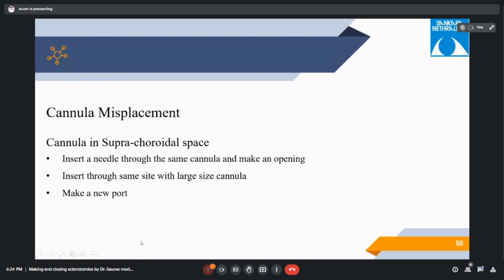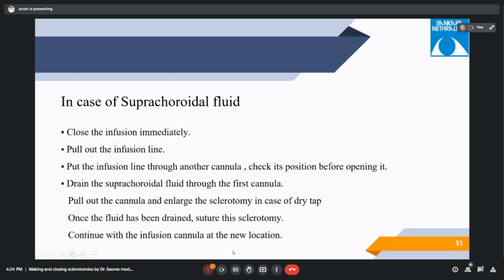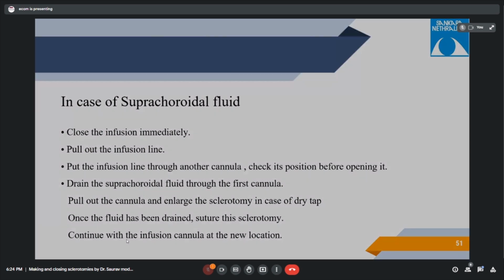So, if a light pipe is passed through a cannula and we get a bright white glow, it suggests that we are in the vitreous cavity. If we get a dull reddish brown glow, it raises suspicion that we are in the suprachoroidal space. If this goes unnoticed and suprachoroidal fluid is there, then immediately close the infusion, pull out the infusion line, put it through another cannula, and check its positioning before starting. Drain the suprachoroidal fluid through the first site. Then, if the tap goes dry, we can enlarge the sclerotomy site and then suture the sclerotomy.